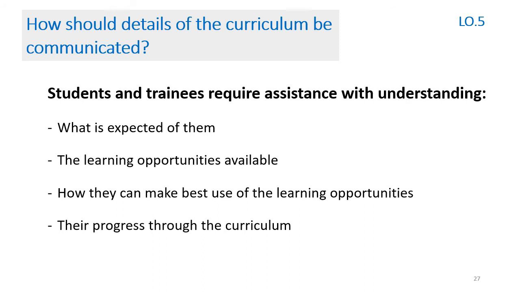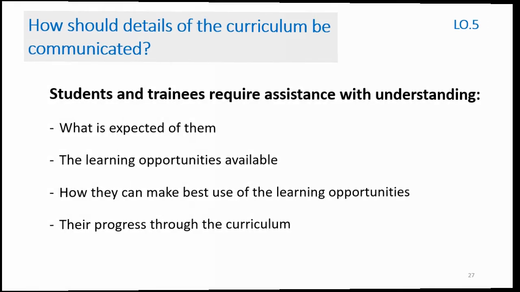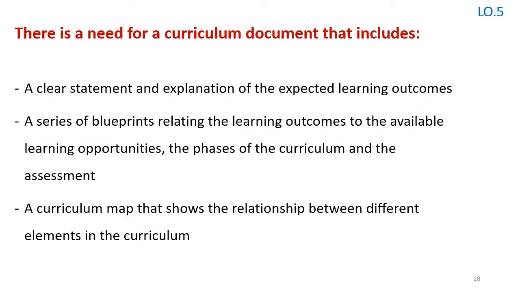How should details of the curriculum be communicated? Students and trainees require a system for understanding what is expected of them, the learning opportunities available, how they can make best use of the learning opportunities, and their progress through the curriculum. There is a need for a curriculum document that includes a clear statement and explanation of the expected learning outcomes, a series of blueprints relating the learning outcomes to the available learning opportunities, the phases of the curriculum, and the assessment. A curriculum map shows the relationships between different elements in the curriculum.